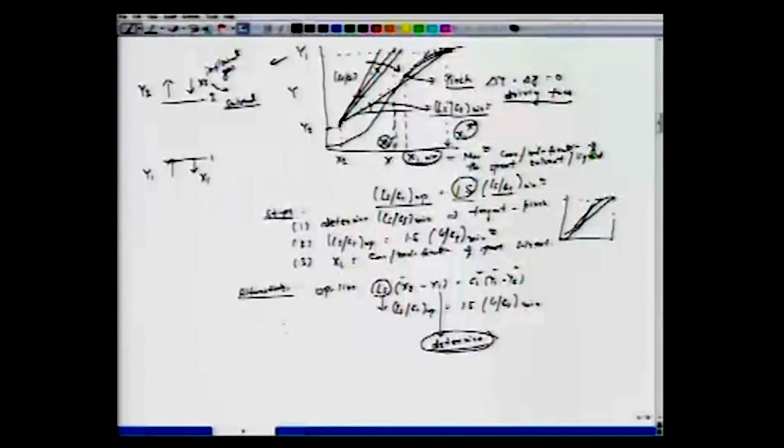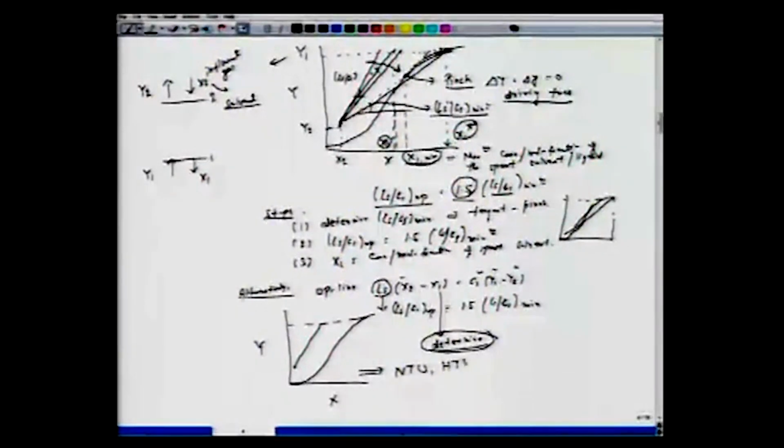All right. Once we have this operating line y versus x, this equilibrium curve here, and this operating line, then we can determine NTU. We can determine the height of a transfer unit, or the height of this column.